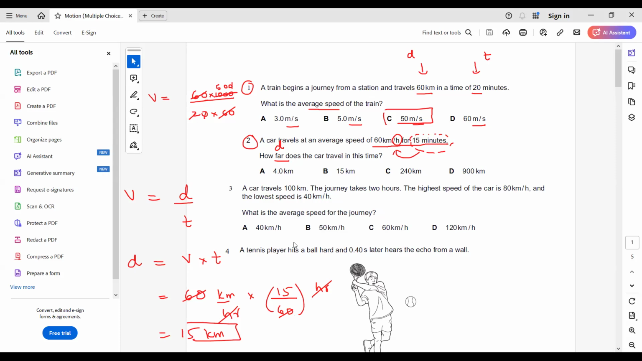15 divided by 60 is 0.25 of an hour. No, I don't divide by 60, it's 0.25. No, no, no. You have to multiply. I think you're calculating speed. They want us to find out distance. Oh, yes, okay. Yeah, that's nice. We sorted this out.